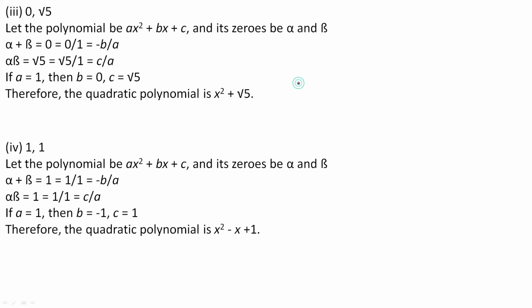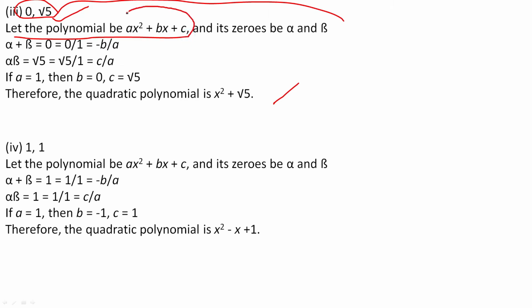Another example. The sum of the zeros of the polynomial is 0 and the product is root 5. Now we are going to make the quadratic equation. Let the polynomial be ax square plus bx plus c, which is actually the standard form of the quadratic polynomial. Its zeros are alpha and beta, like the previous sum. So alpha plus beta is given as 0 and alpha beta is given as root 5. So minus b by a gives 0 by 1, and here you will get c by a as root 5.